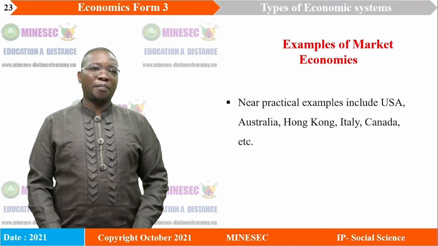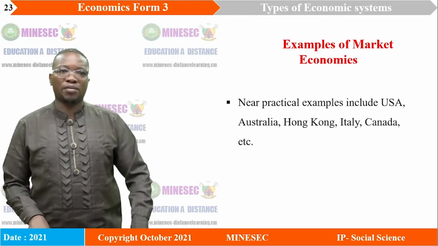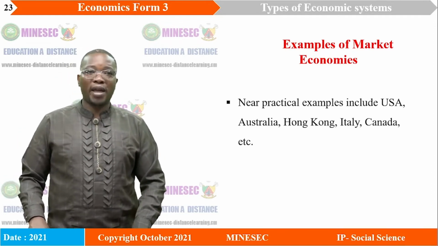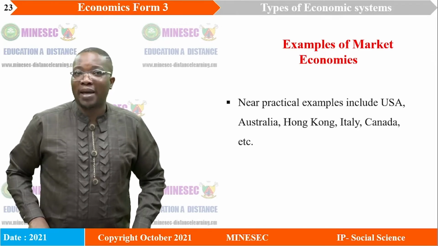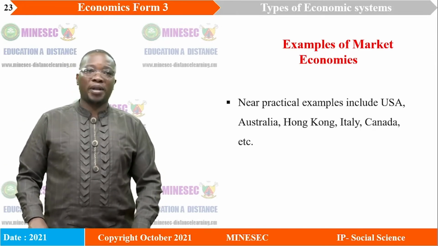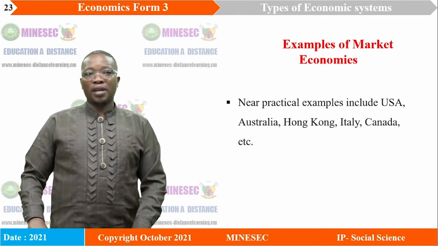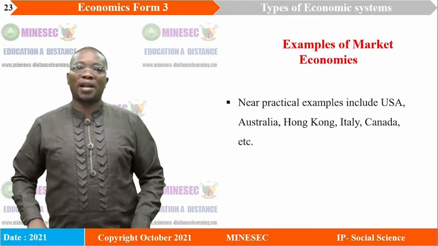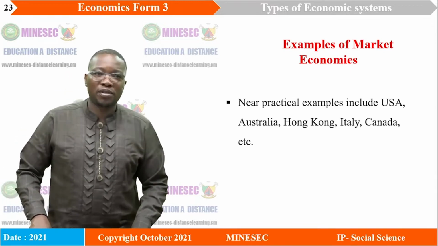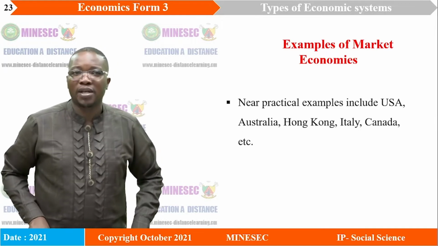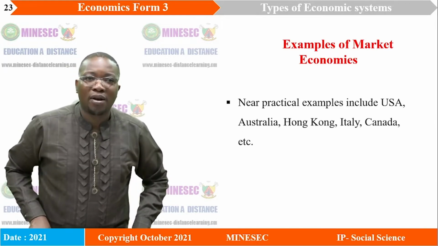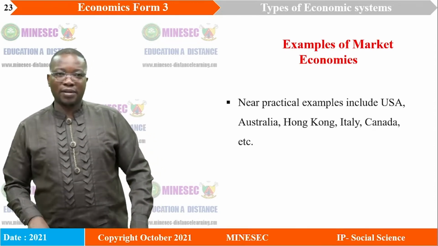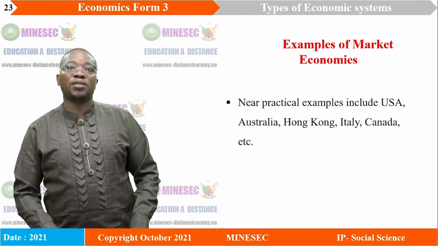Some examples of market economies or market economic systems. We only have near practical examples because we do not have a situation where it is fully market, that is, fully laissez-faire, where there is no government intervention. At least there will always be some degree of government intervention. That's why we just talk of near practical examples of this type of economic system. We have as examples here the USA, Australia, Hong Kong, Italy and Canada.